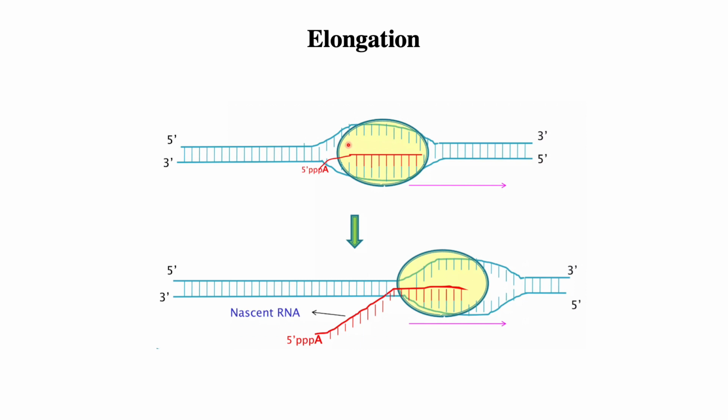The next step in transcription is elongation. Now the double-stranded DNA is unwound, and as the RNA polymerase enzyme moves along the DNA, it adds complementary bases to the template DNA strand, and the RNA molecule keeps growing in length. Elongation, as the name suggests, is just the elongation of the RNA molecule. This is the nascent or the primary transcript that is being formed.